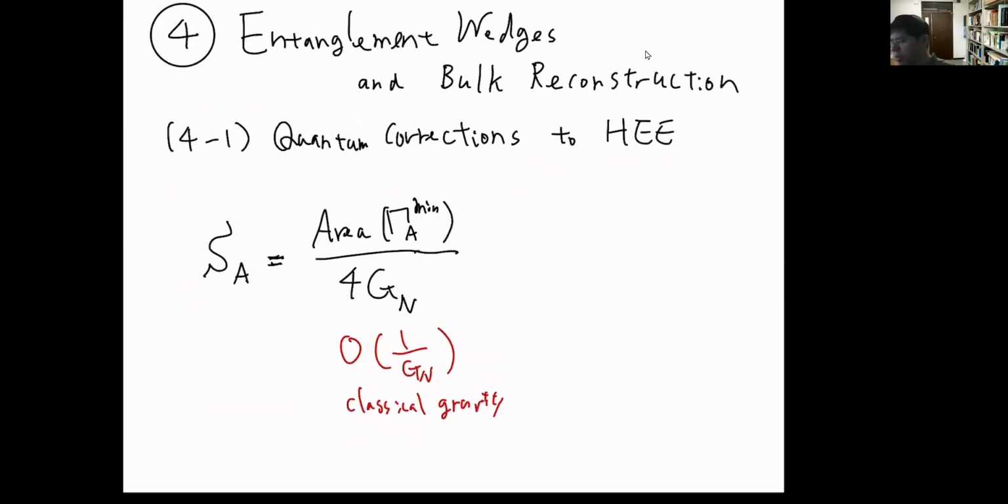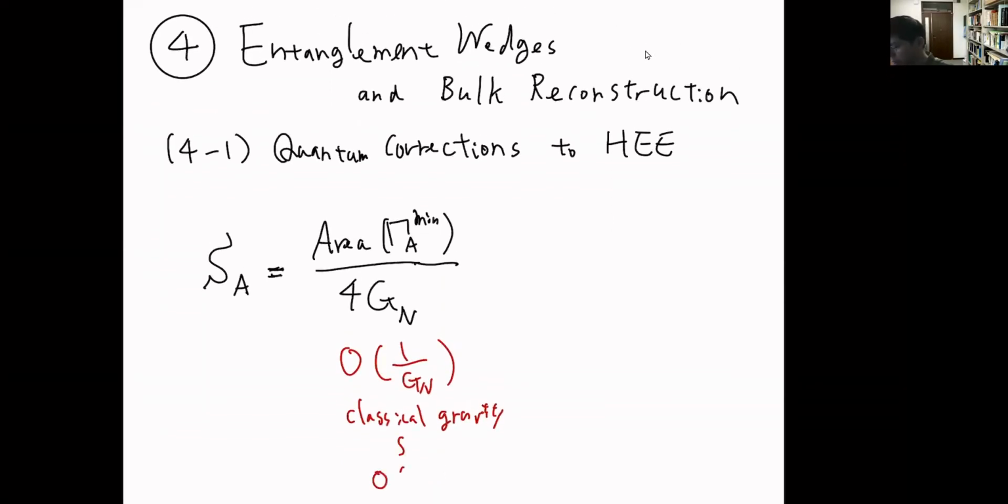And in CFT, this corresponds to order N squared, or maybe we can also say order central charge in 2D CFT. It's N squared of gauge theory. This is the leading order. But the question is, what about higher order?